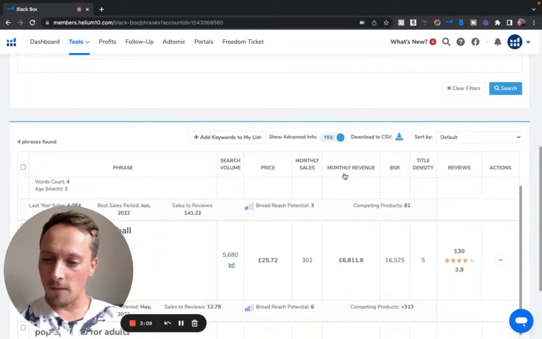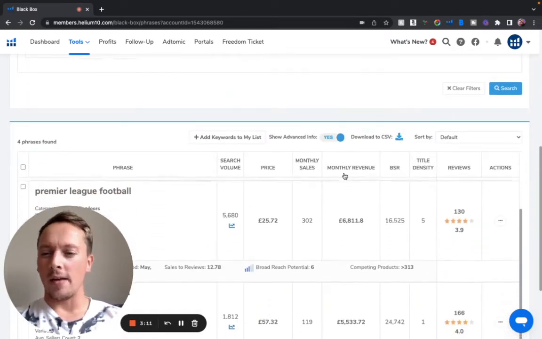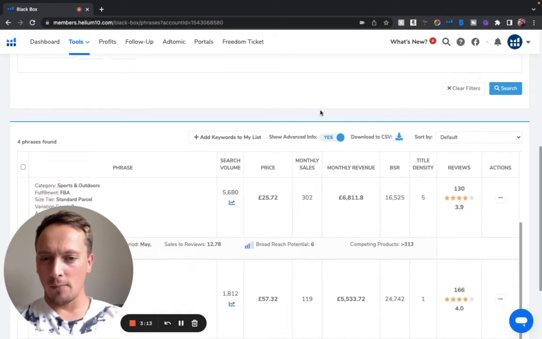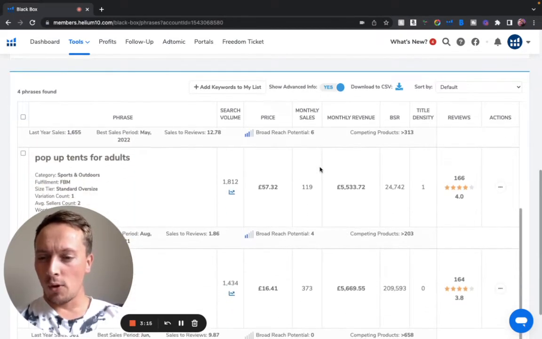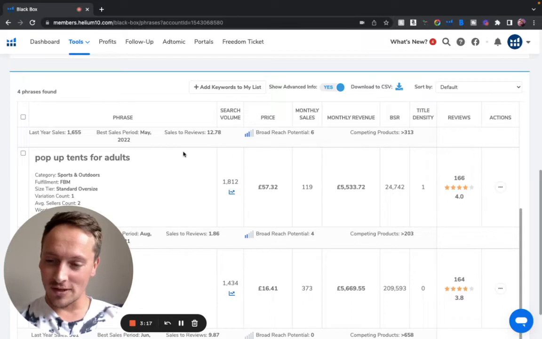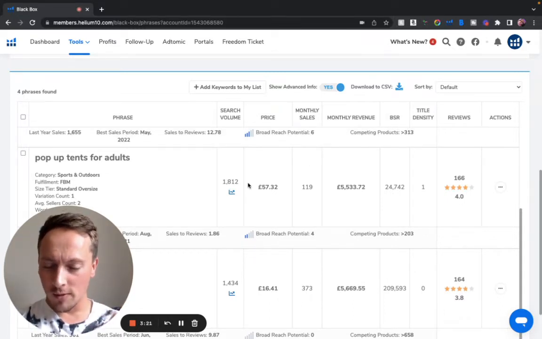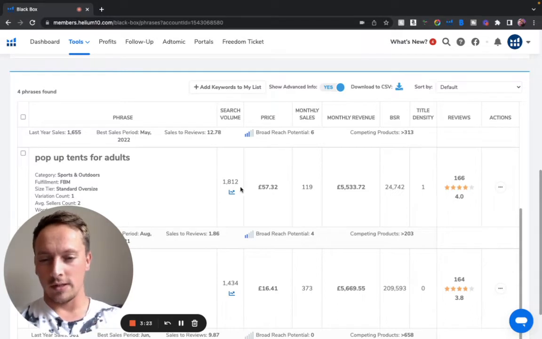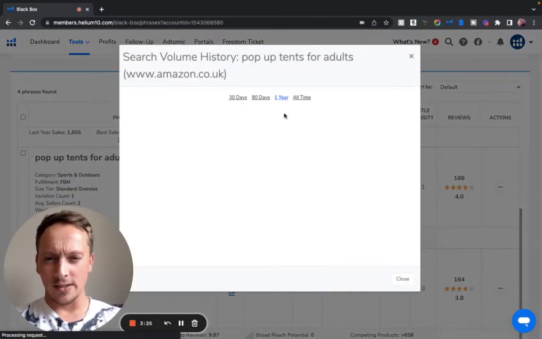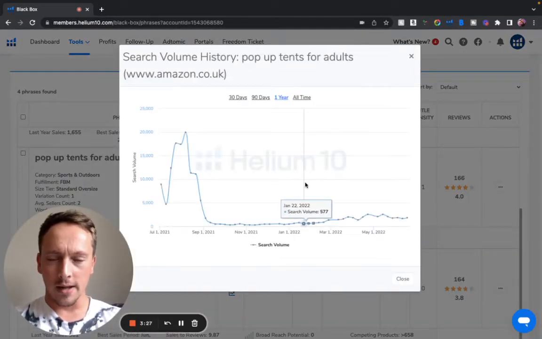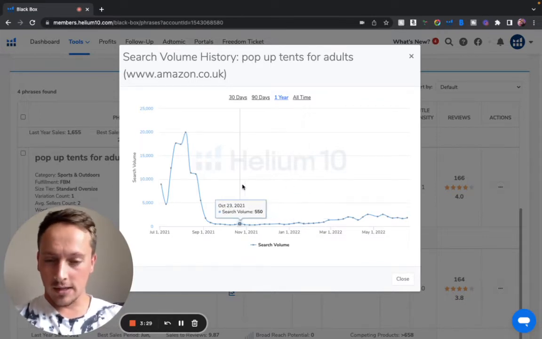So we've got 4 phrases there, which isn't quite enough. We've got Premier League football there. We've got pop-up tents for adults, which is quite interesting. So actually, you could come across something that's a really great opportunity there. If we look at this, the pop-up tent is going to be quite seasonal, as you can see, but there's still a lot of searches throughout the whole year.